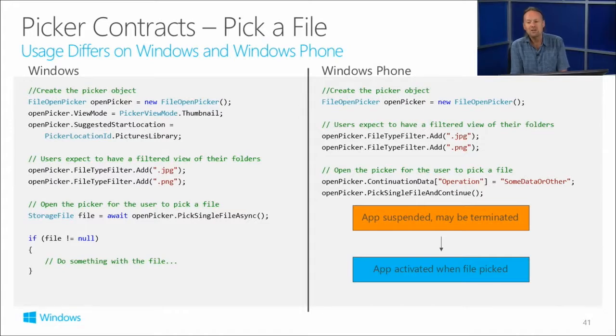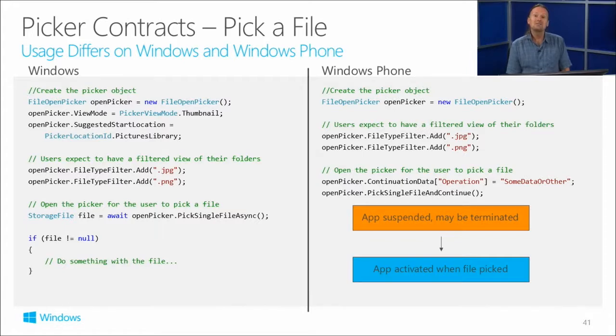So you start the same way, although some properties like suggested start location and view mode are ignored, or you may even, I'm not sure if they fail, but you can't use them on Windows Phone. You still set your file type filters. Then you can set some continuation data, which is just some contextual data, some useful information that means something to you in the app at that point. And then you call PickSingleFileAndContinue.